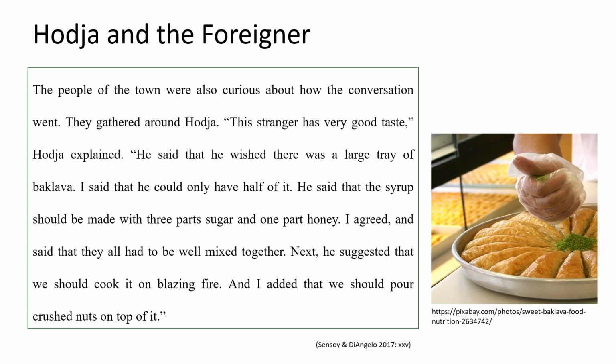The people of the town were also curious about how the conversation went. They gathered around Hoxha. This stranger has very good taste, Hoxha explained. He said he wished there was a large tray of baklava. I said he could only have half of it. He said the syrup should be made with 3 parts sugar and 1 part honey. I agreed, and said they all had to be well mixed together. Next, he suggested we should cook it on blazing fire, and I added that we should pour crushed nuts on top of it.